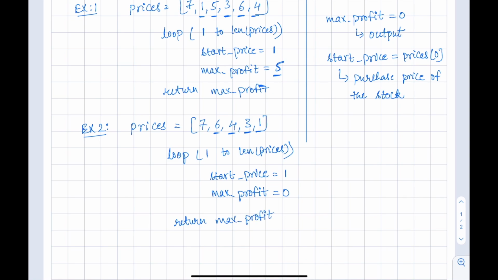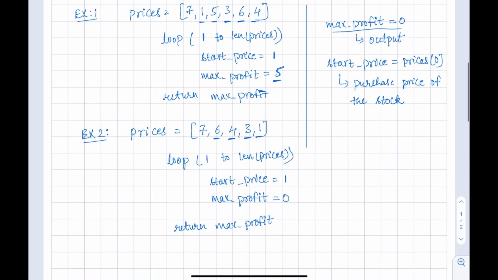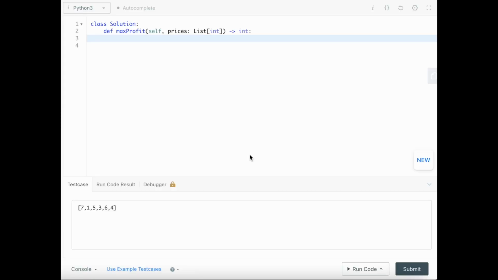So maximum profit 0, initializing this one with 0 will hold good, and it will provide an edge in a corner case solving scenario. So this is why we have to initialize this maximum profit to 0 initially. I think it is very clear from this explanation, and it is very easy to code this one. So let's quickly code this up.